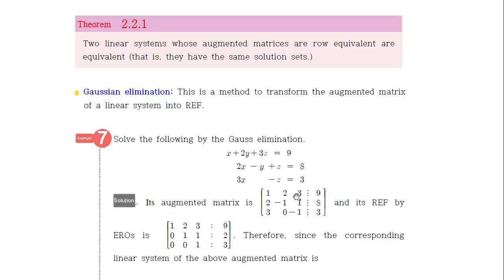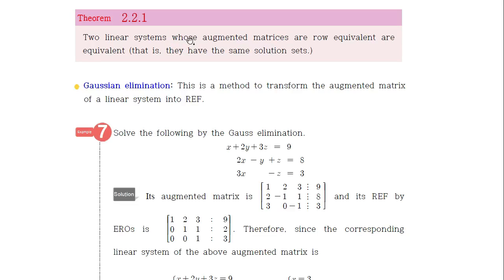Next. Two linear systems whose augmented matrices are row equivalent are equivalent. That is, they have the same solution sets. So if you have AX equals B, and the augmented matrix corresponds to the linear system CX equals D, then the solution set of the original one is the same as the solution set of CX equals D if the augmented matrices are equivalent.